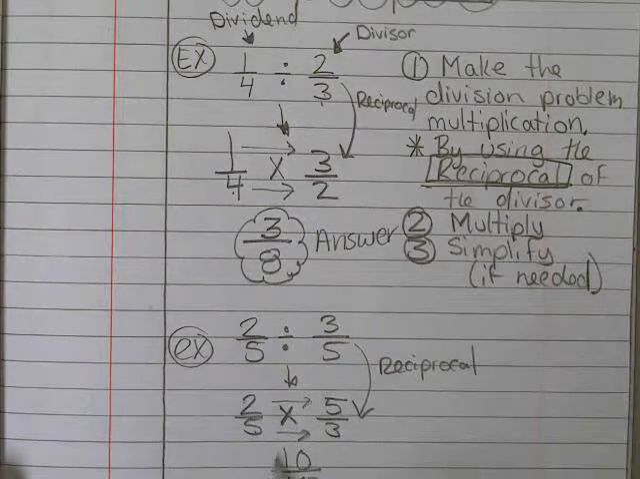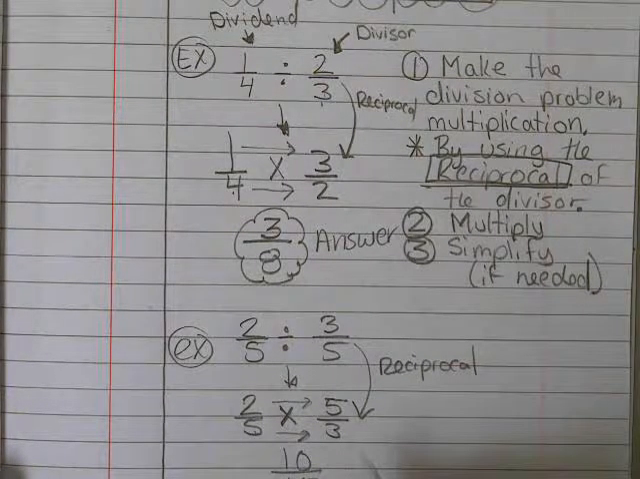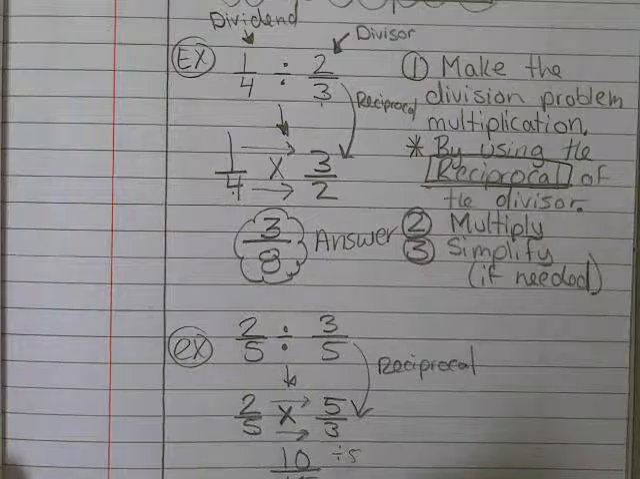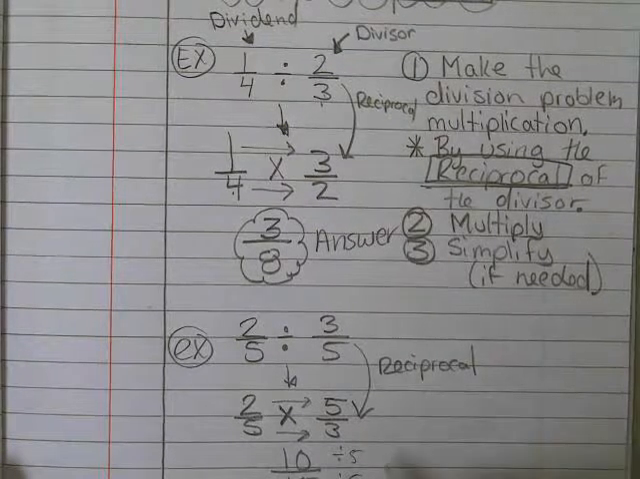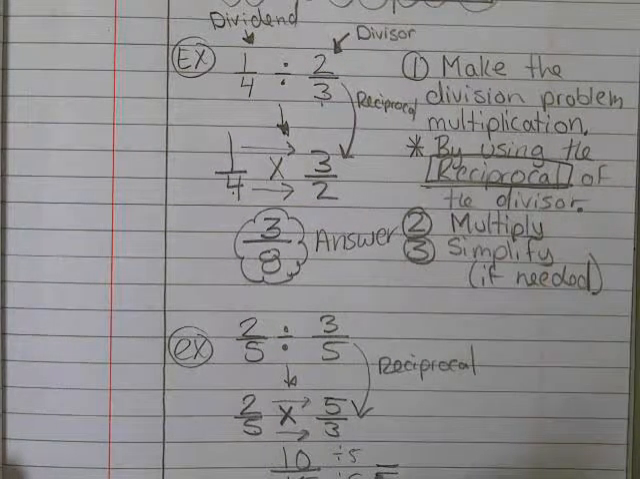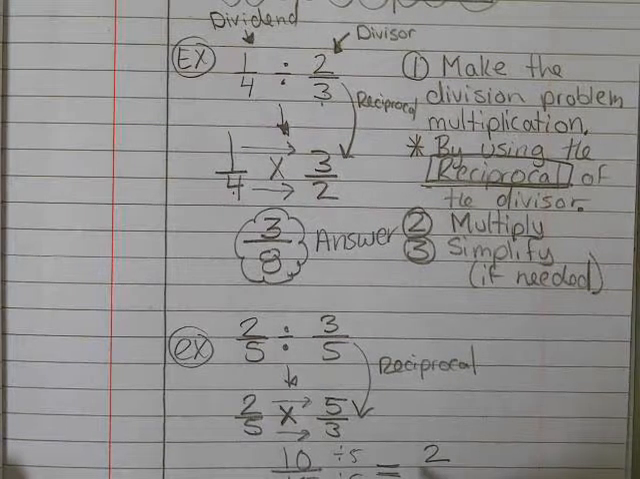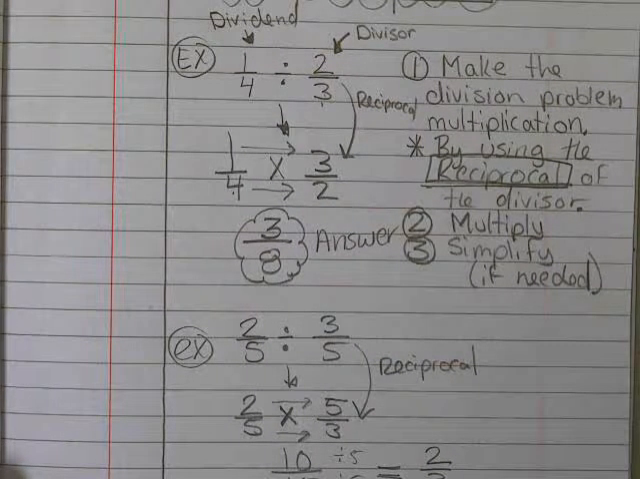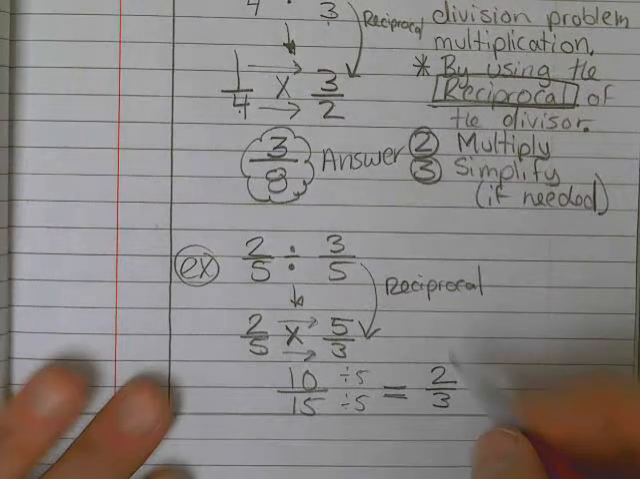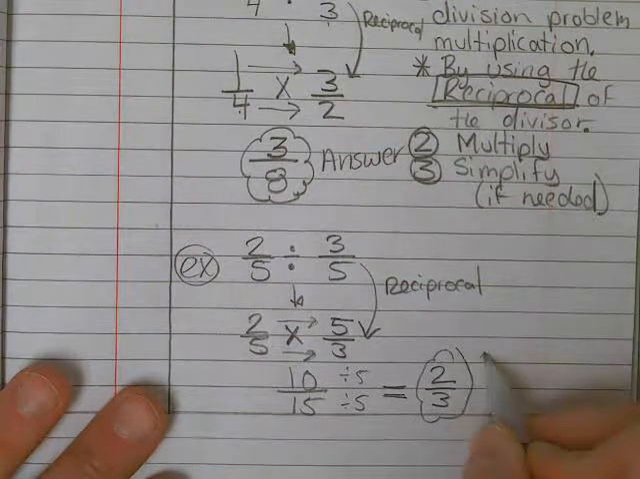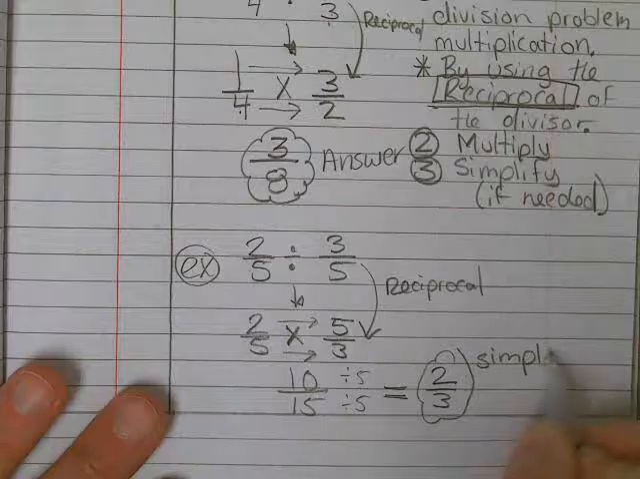Now on this one we can simplify. I can see right away 10/15, I could divide by 5 on the top and the bottom, and I would get a simplified fraction of 2/3. So look for those things that need to simplify.